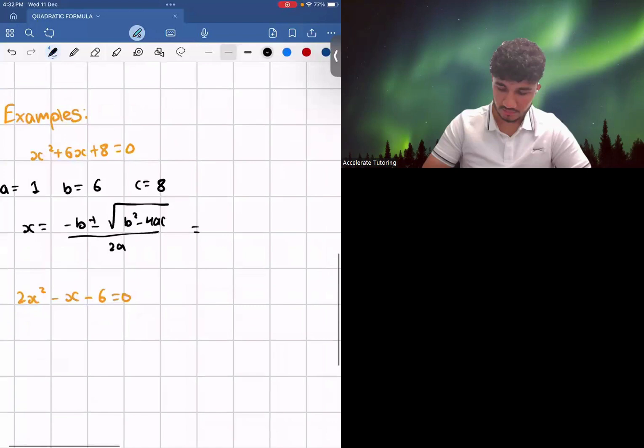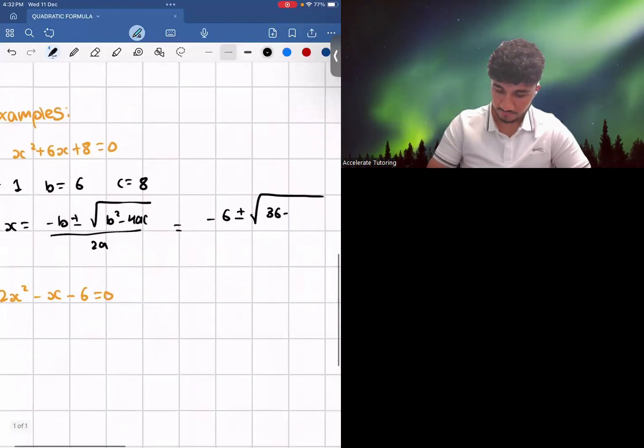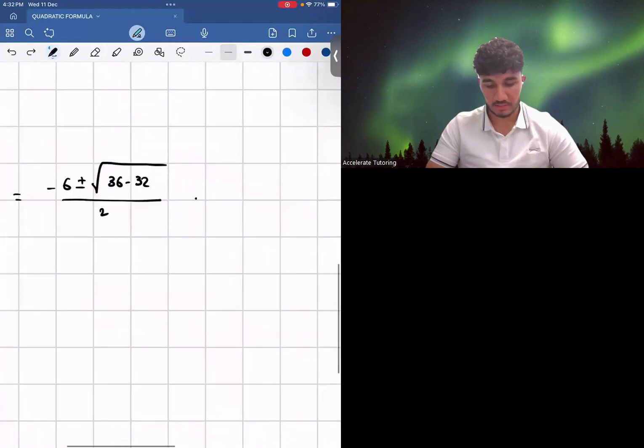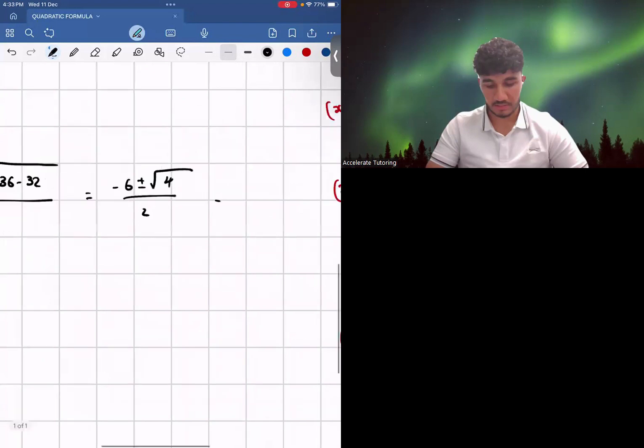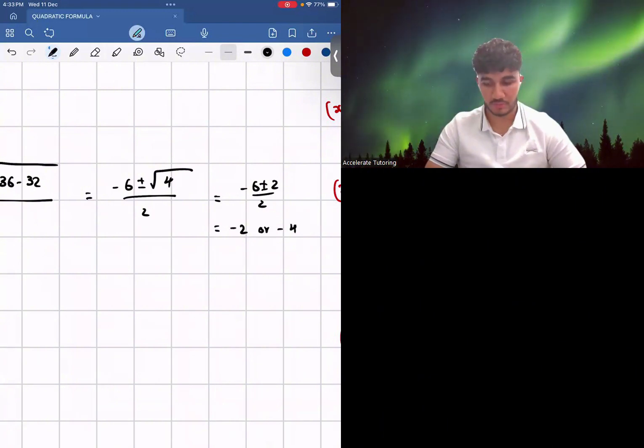So this gives us -6 plus or minus the square root of 36 minus 4 times 1 times 8. 4 times 8 is 32, so minus 32, all over 2 times 1, which is just 2. Simplifying this further, we get -6 plus or minus the square root of 36 minus 32, which is 4, all over 2. This gives us -6 plus or minus 2 over 2. -6 plus 2 is -4, divided by 2, which is -2. Negative 6 minus 2 is negative 8, divided by 2 is negative 4. So those are our two answers, negative 2 or negative 4.